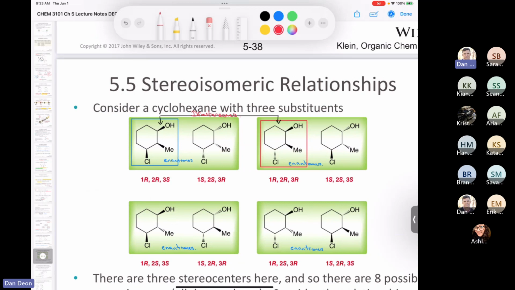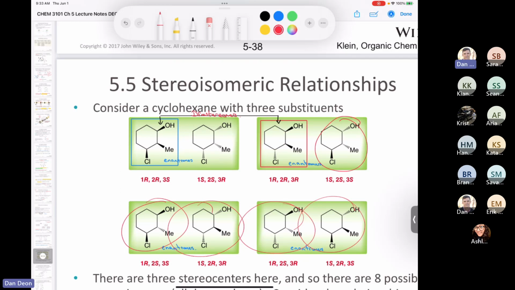So that means that the compound in the blue box is a diastereomer of the one in the red box. It's a diastereomer of this, this, this, this, this. So to rehash, the compound in the blue box has one enantiomer, but it has 6 diastereomers.